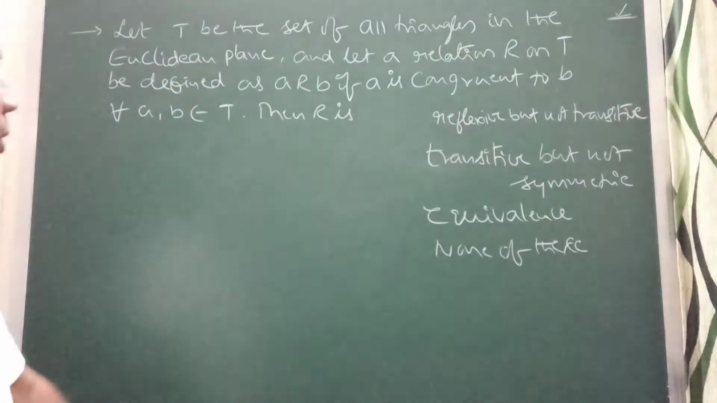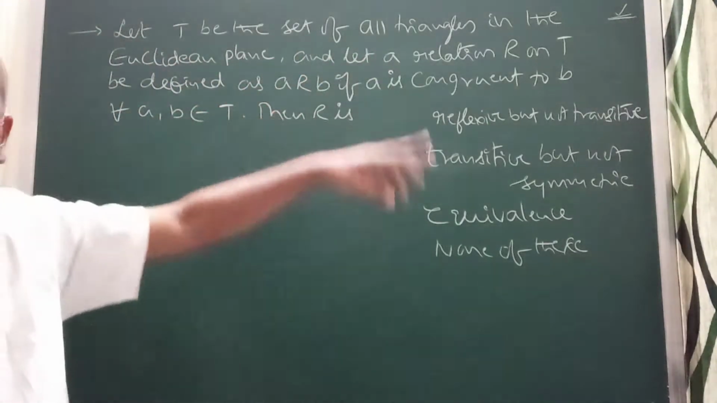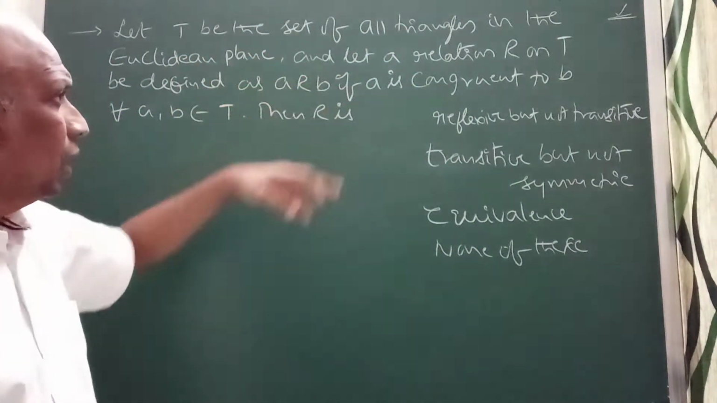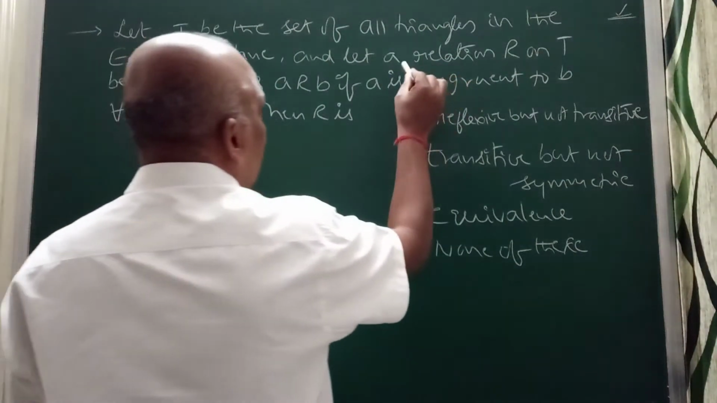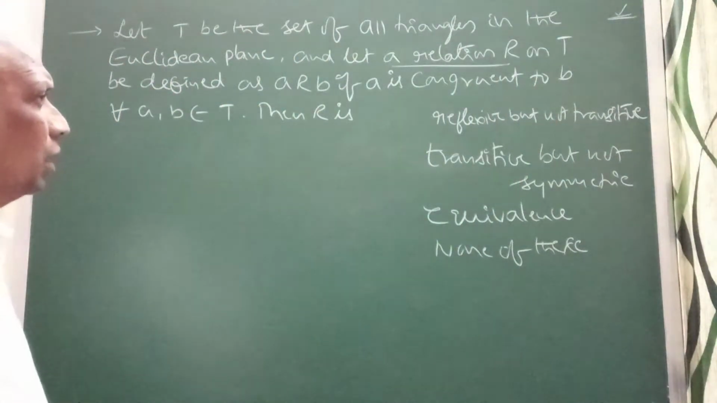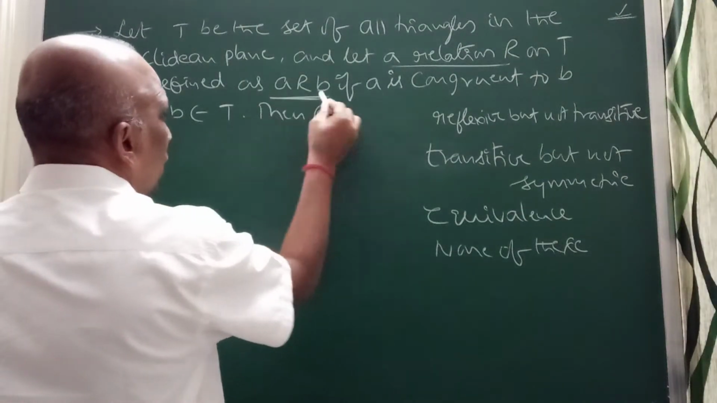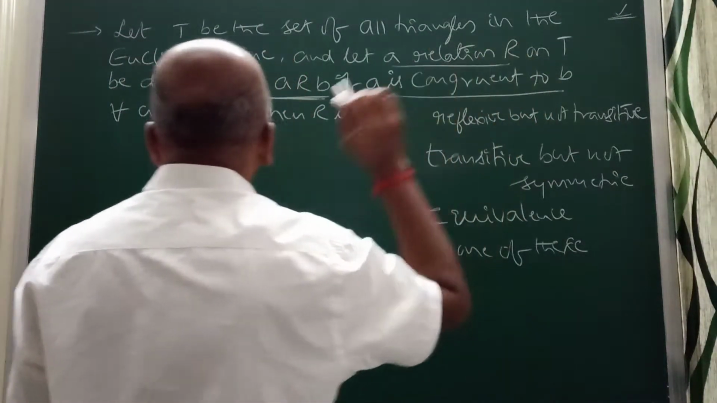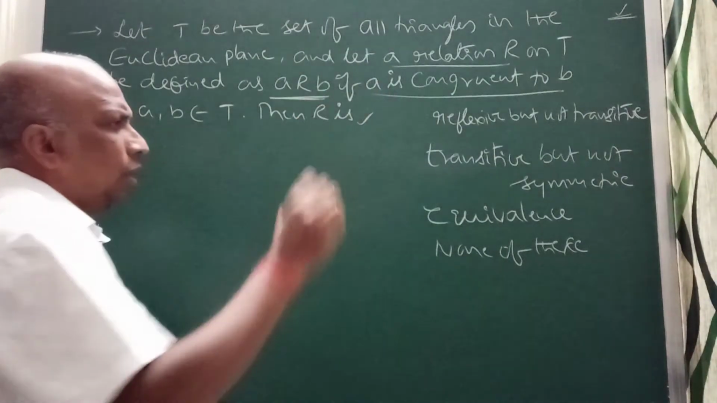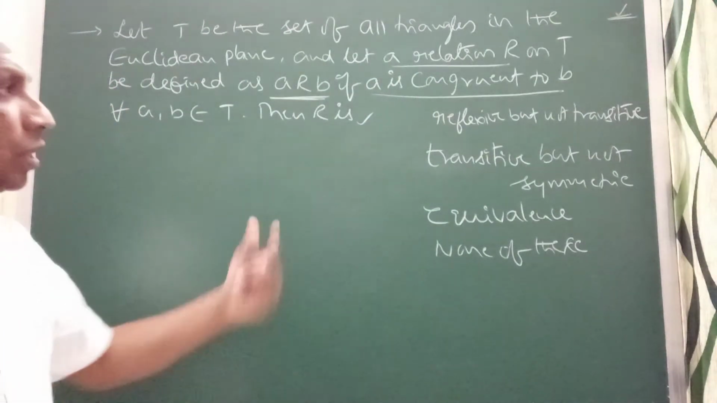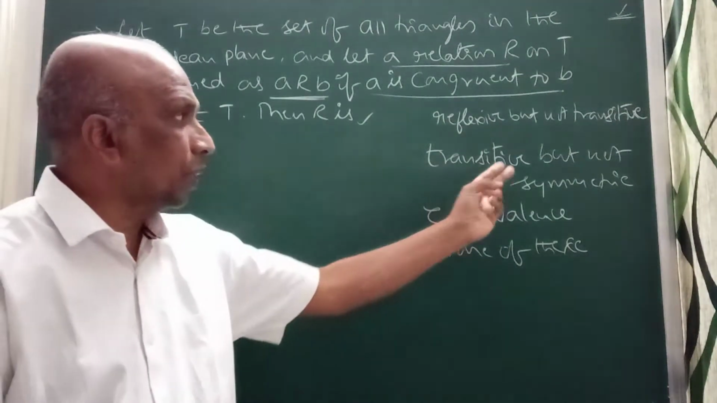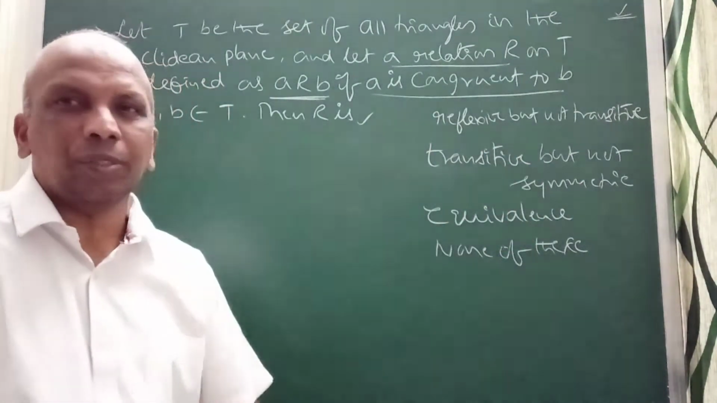See the first problem here. Let T be the set of all triangles in the Euclidean plane. A relation R on T is defined as A R B if A is congruent to B, for all A, B belongs to T. Then what about R? The options are reflexive, transitive but not symmetric, or equivalence.